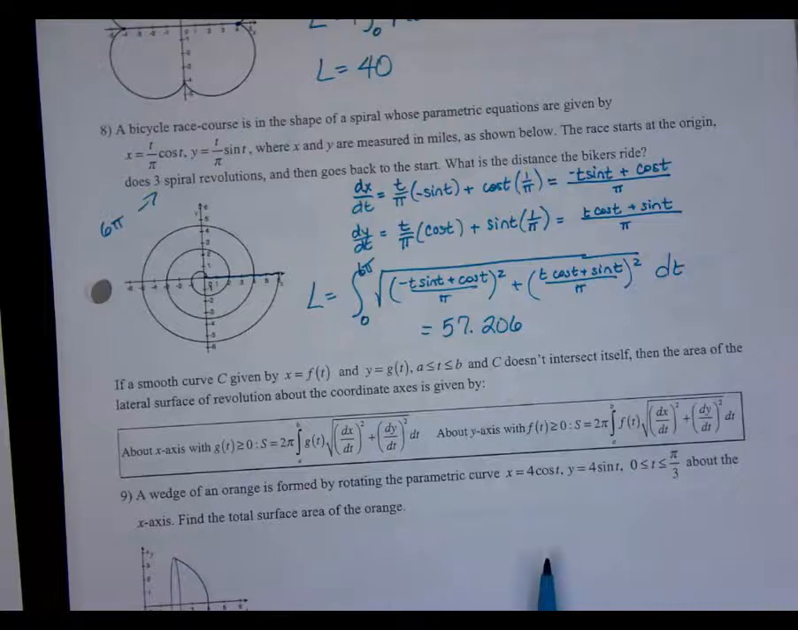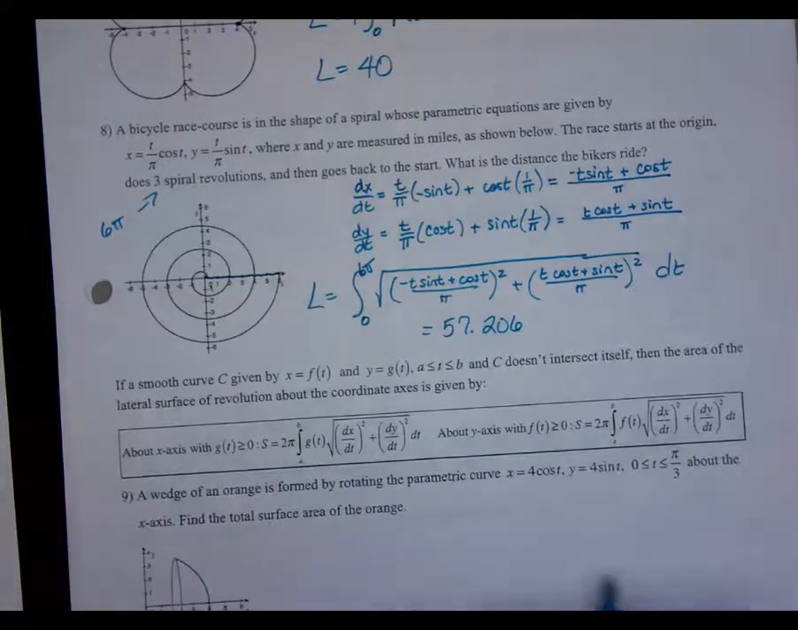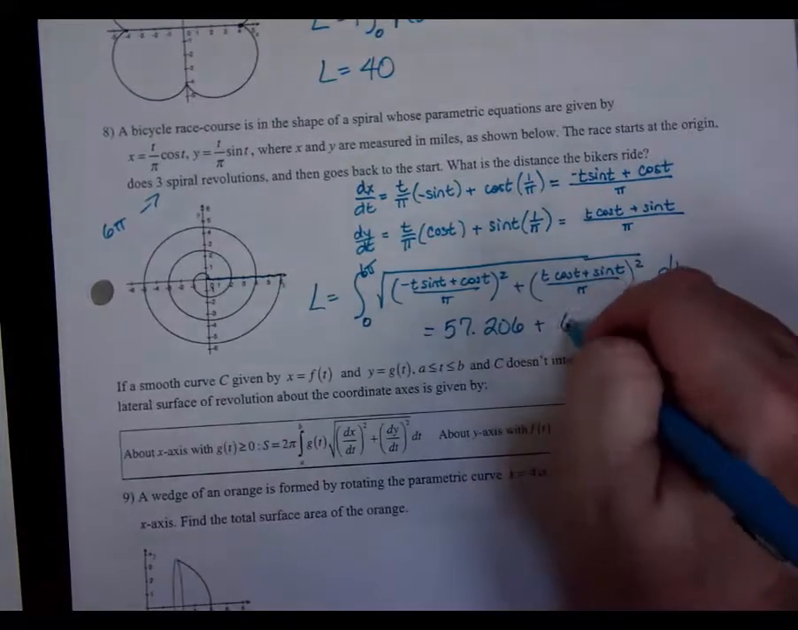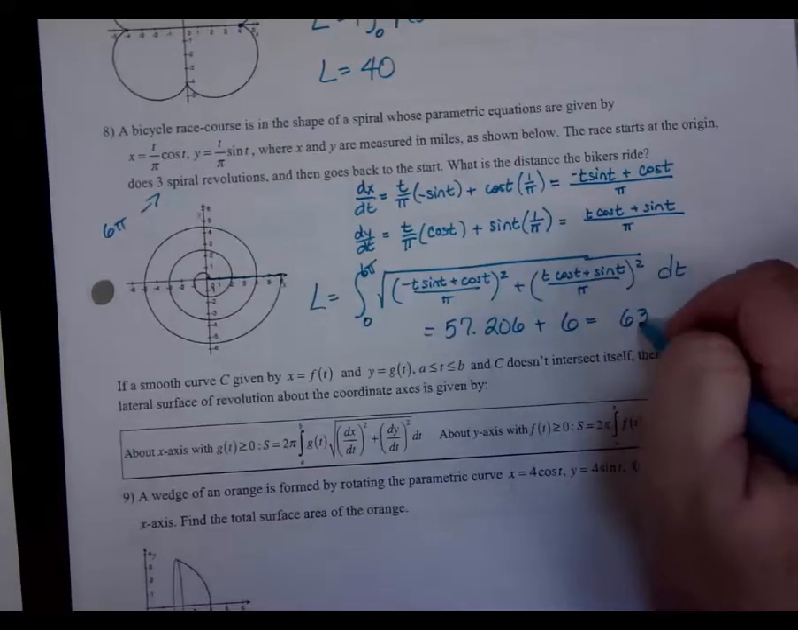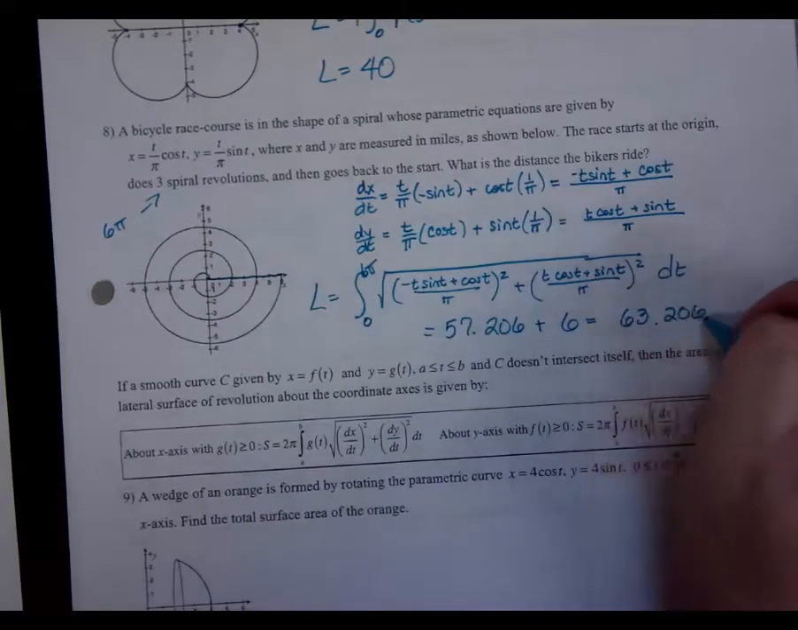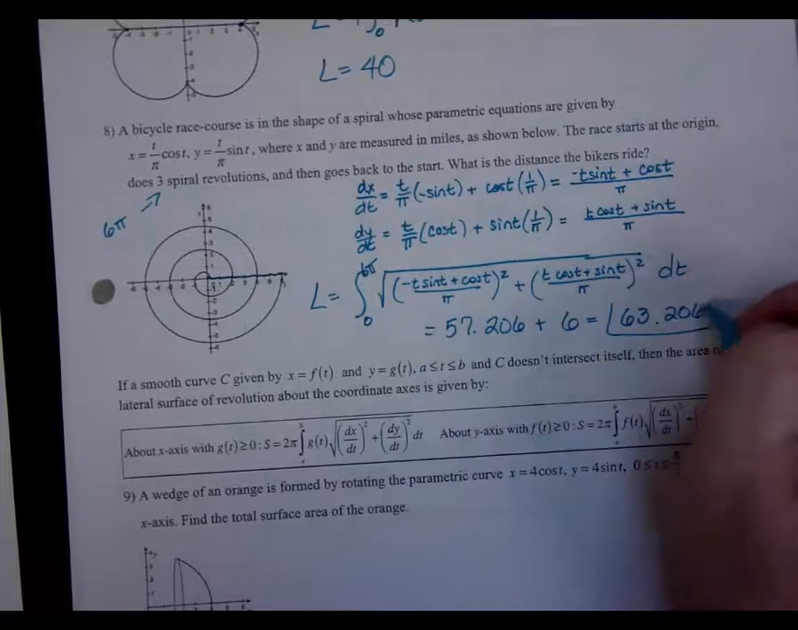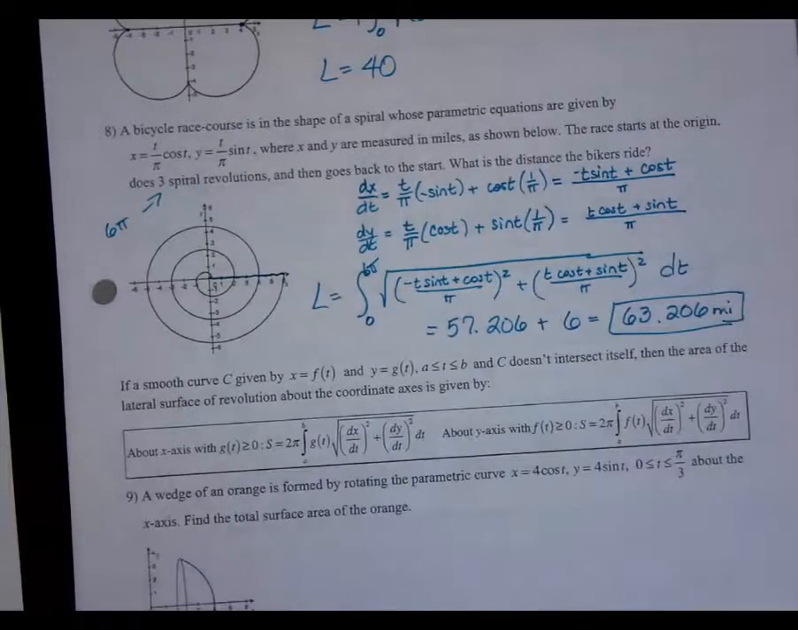Oh, you have to add the length of 6. Plus 6. Where are you getting the 6 from again? The line going back to start, because it says he does 3 spirals and then goes back to start. So it's 6 units long to go back to start. So that means my answer is 63.206 miles. That is a long bike ride.